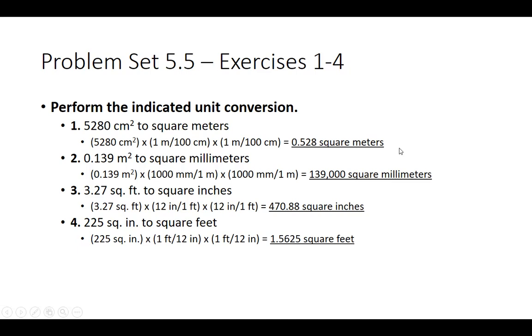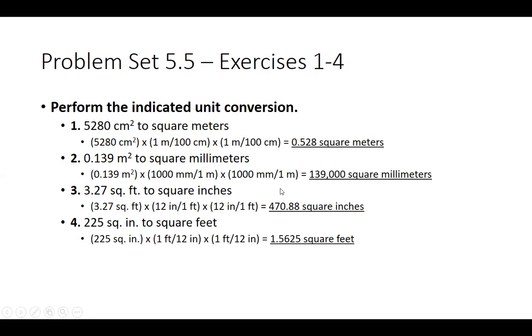Number 2, we're starting with 0.139 square meters, and we want to convert to square millimeters. So again, to get rid of meters squared or square meters on top, we need meters on the bottom twice. And we want to get to square millimeters, which means we're going to need millimeters on the top twice. So that conversion factor we're going to use twice is 1,000 millimeters over 1 meter.